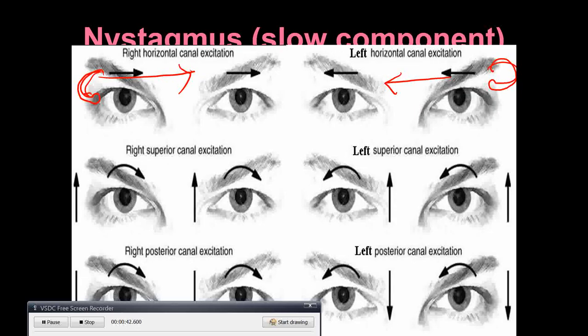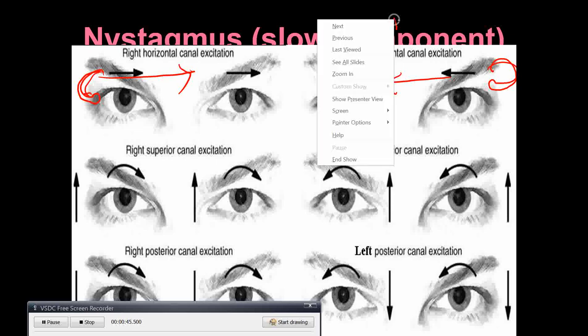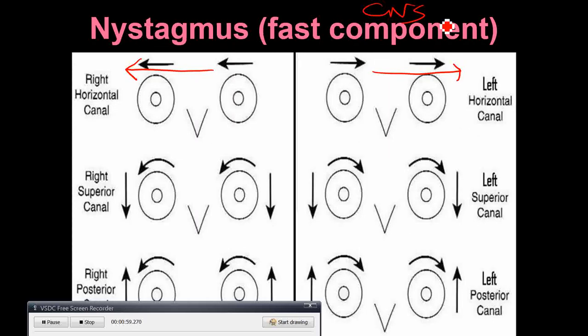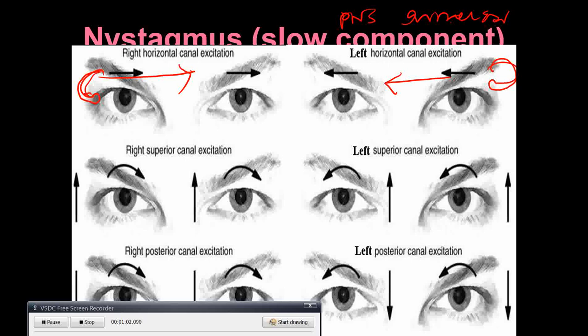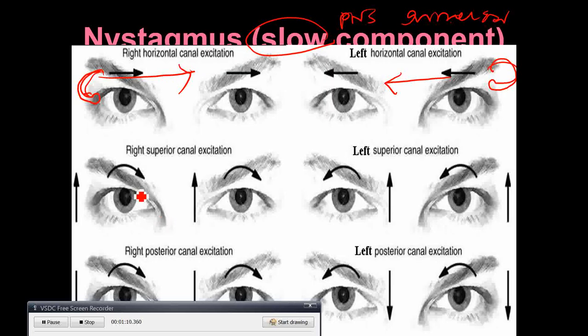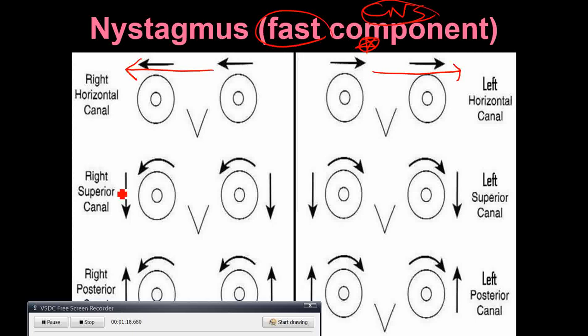Going back, the push is by the peripheral nervous system, that is the inner ear. So this is done by the inner ear, especially the lateral semicircular canals, if you think like that. If you take this as the inner ear, that is the peripheral nervous system, and this is the central nervous system corrective component. So the peripheral nervous system is the slow component, and the central nervous system is the fast component, which we take for the nystagmus. If the right superior canal is stimulated in the peripheral nervous system, the eyes go upwards, whereas in the central nervous system correction, the eyes come downwards.